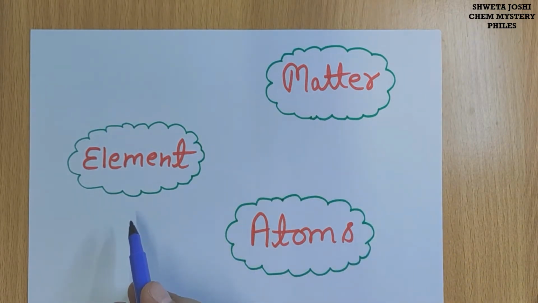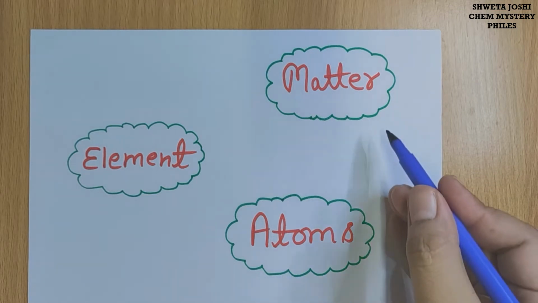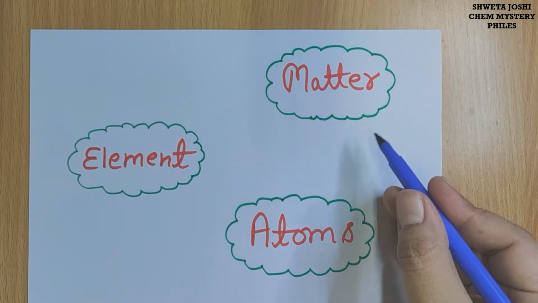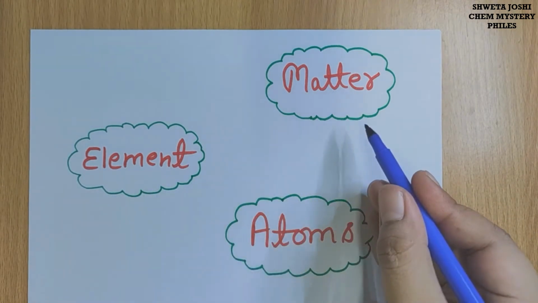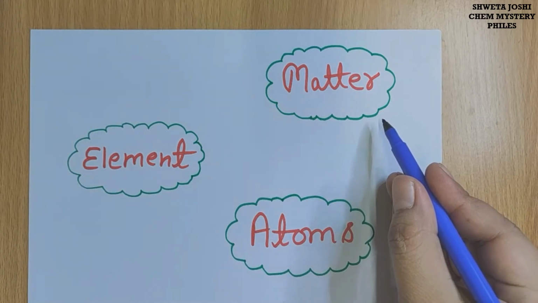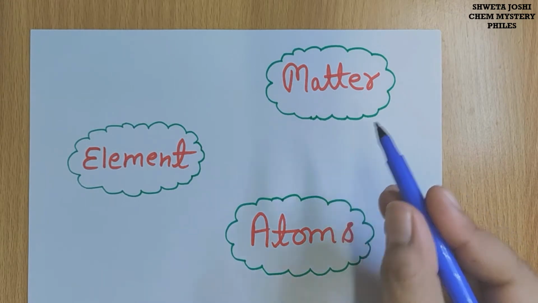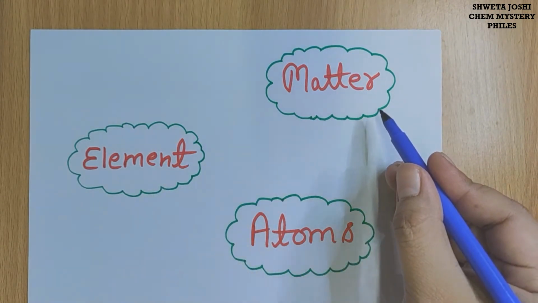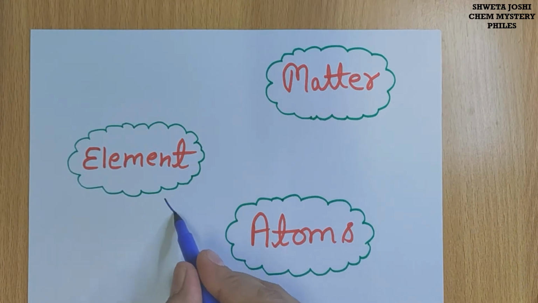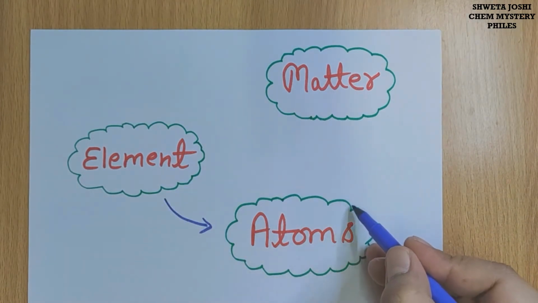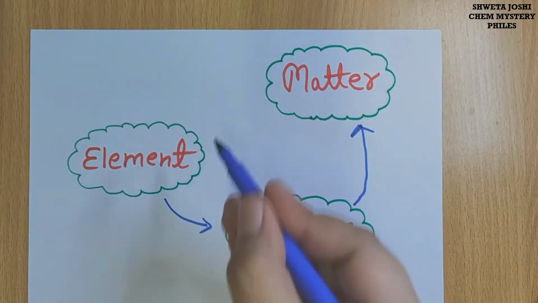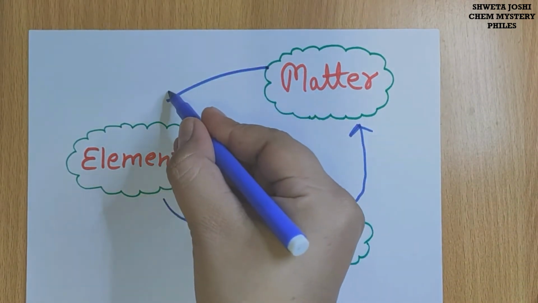Element is what? An element is a pure substance which is made up of atoms. Atoms are what? Atoms are the smallest constituent units of the matter which constitutes a chemical element. And what is matter? Matter is any substance which takes up space and has a particular volume. So these three terminologies are linked with each other. Elements, constituents are atoms, they combine together giving out matter, and matter constitutes elements.